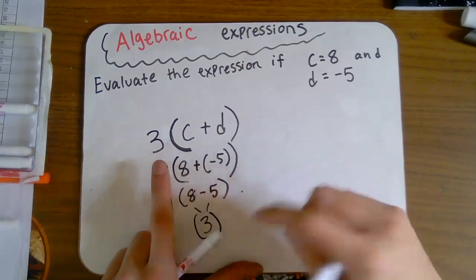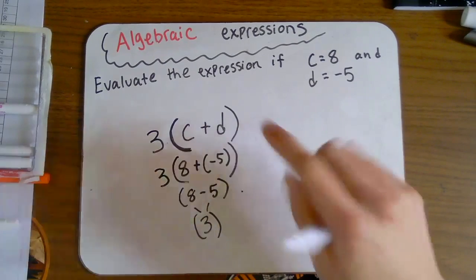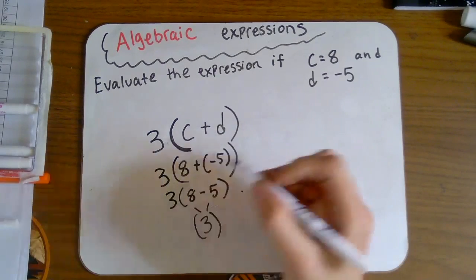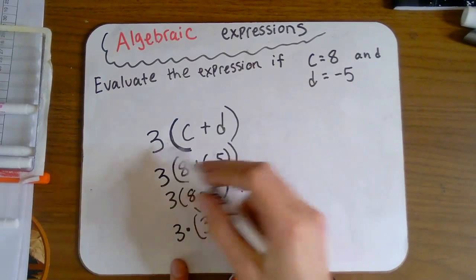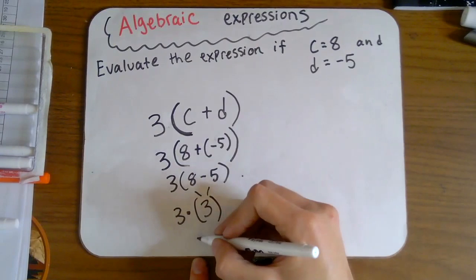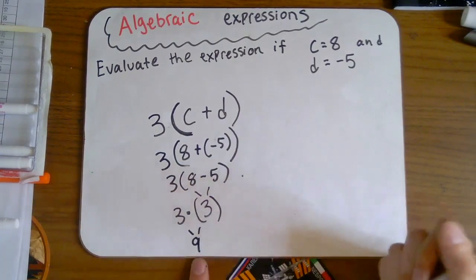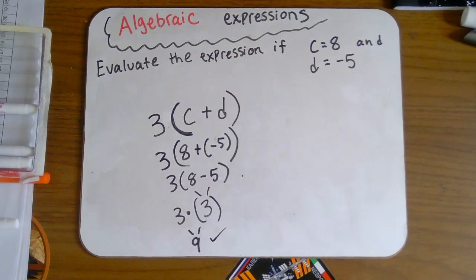And that is the amount in the parentheses. That's not our answer because we still need to multiply this by 3, right? So we're basically going to be doing now 3 times this amount, which we said was 3. And well, that's just going to be 9. So that is going to be our answer for that expression.